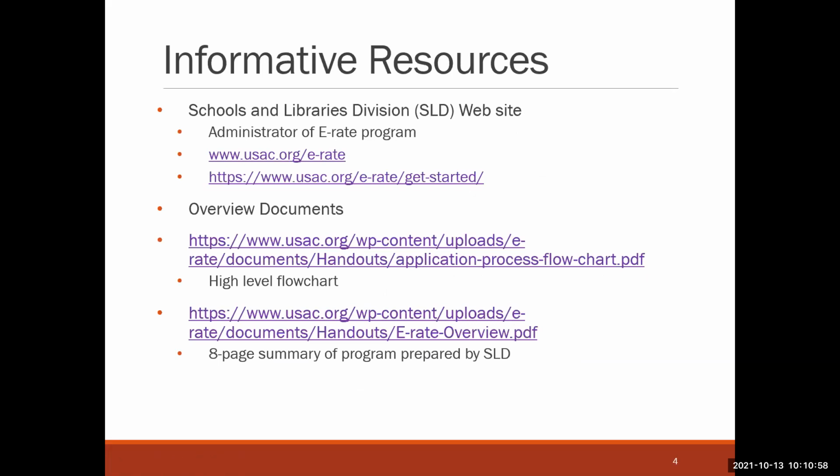So here are some resources. If you're brand new and you're trying to just wrap your head around things, I wanted to give you some very basic resources, not to overwhelm you, but just to kind of get familiar. So first, there's a website. USAC has a website for E-rate, and then they also have a specific link for how to get started. They also have a 1-page process flow chart overview, and I've actually replicated that later in the slides. And then they have an 8-page summary of the program. So these are USAC official resources.